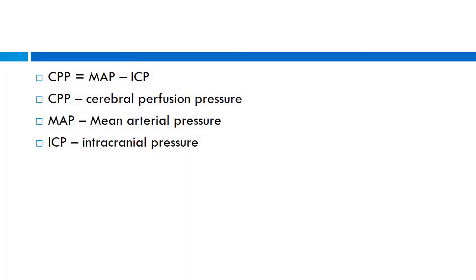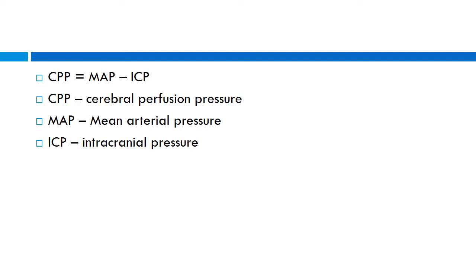A question came up: if the blood pressure is low, why do we see that the cerebral arteries tend to dilate, and if the blood pressure is high, they tend to constrict? That seems kind of backwards. Why in the world is that occurring? The reason for that is this idea of cerebral perfusion pressure.